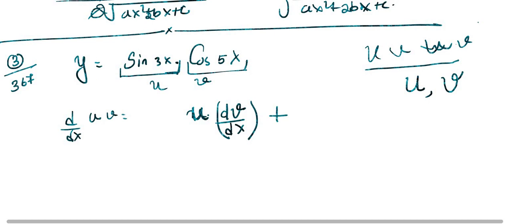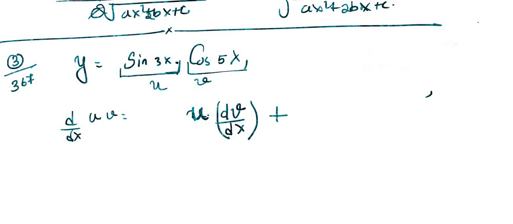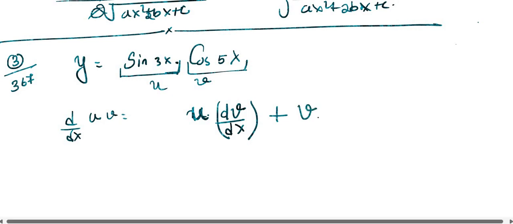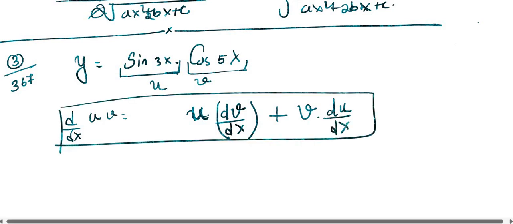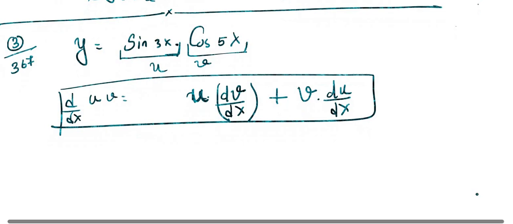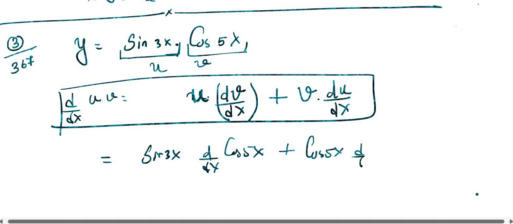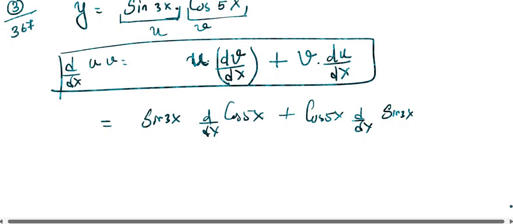Okay? In exam, if you are not writing clearly, you yourself will forget what is u, what is v. So this is v into du by dx. This is the formula. Now, let me write it first as it is: d by dx of cos 5x plus v. V is cos 5x, d by dx of sine 3x. Is it okay? Perfect.